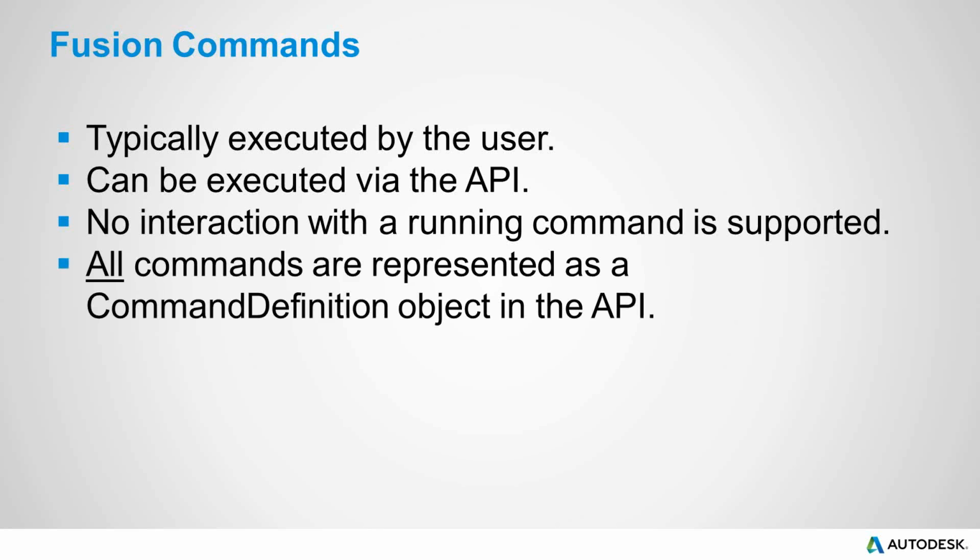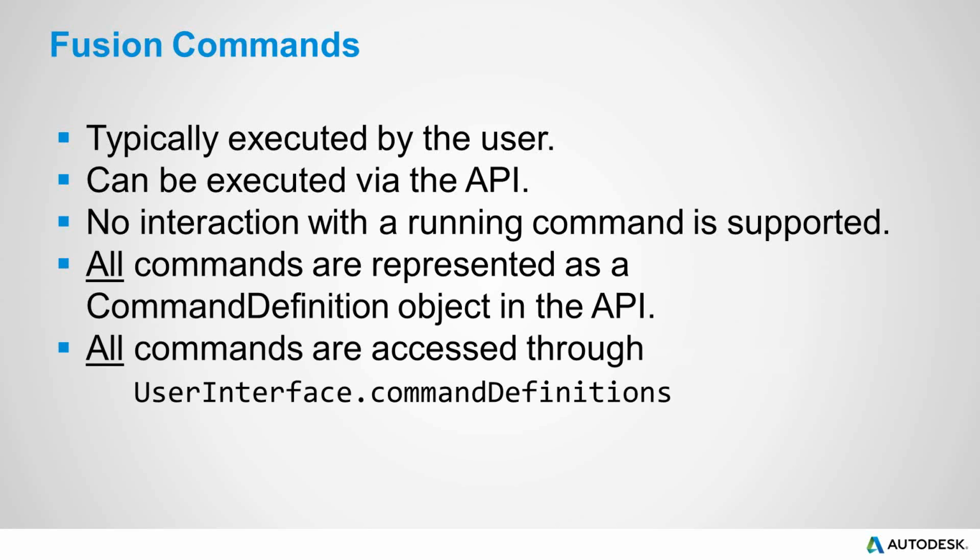And so all commands, and by all I mean all Fusion commands and any custom commands that you create, are all represented as what we call a command definition object. And all commands are accessed through this command definitions collection, which you get from the user interface object. So there's this big collection, and I can go through that. I can find a specific command or just look at all the commands that are available. And then when I get a command, there's an execute method on it that just starts it. Once you start it, you've kind of let go, and it's just going to do whatever it's going to do.